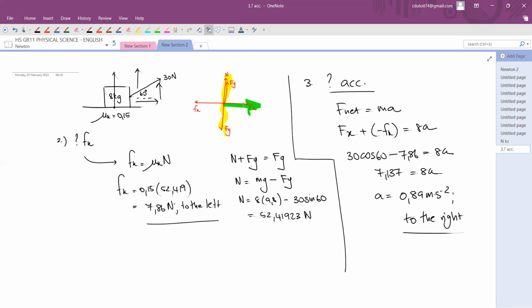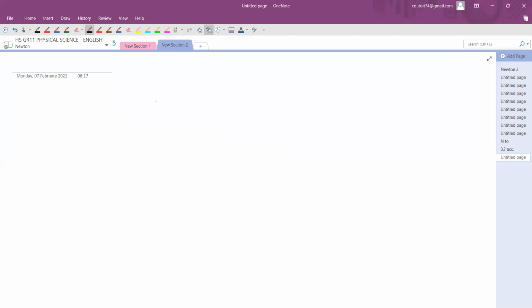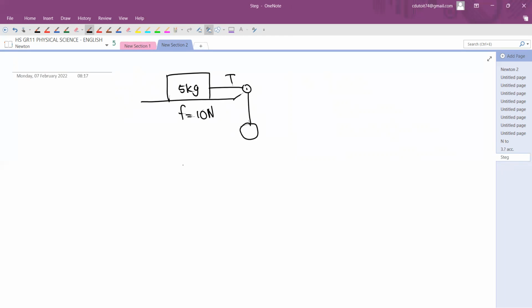Good. If you can do this, then we can move on to 2 blocks. Yeah, we can do that. You haven't done that yet. No. Okay, so now I've got this block again. Let's say it's 5 kg. I'm going to give you the frictional force. It's 10 newtons. Now I've got a pulley system. This is a frictionless pulley with a rope. It's called T for tension in the rope. And there's a weight there of, let's say, 2 kg.